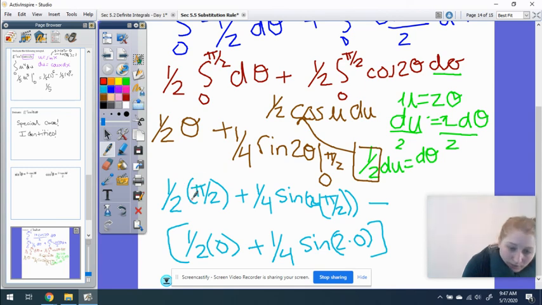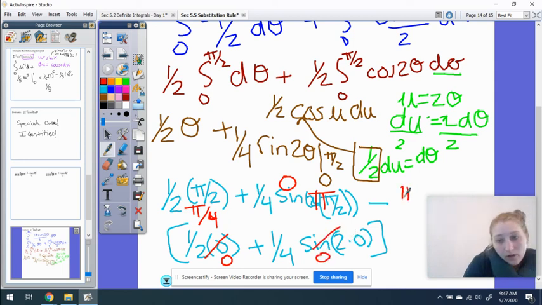So this is going to give me pi over 4. This is essentially the sine of pi. And what's the sine of pi? Look at your unit circle, it's going to be 0. 1/2 times 0 is going to be 0. And 2 times 0 is sine of 0. And what's the sine of 0? It's 0. So our final answer for this is pi over 4.